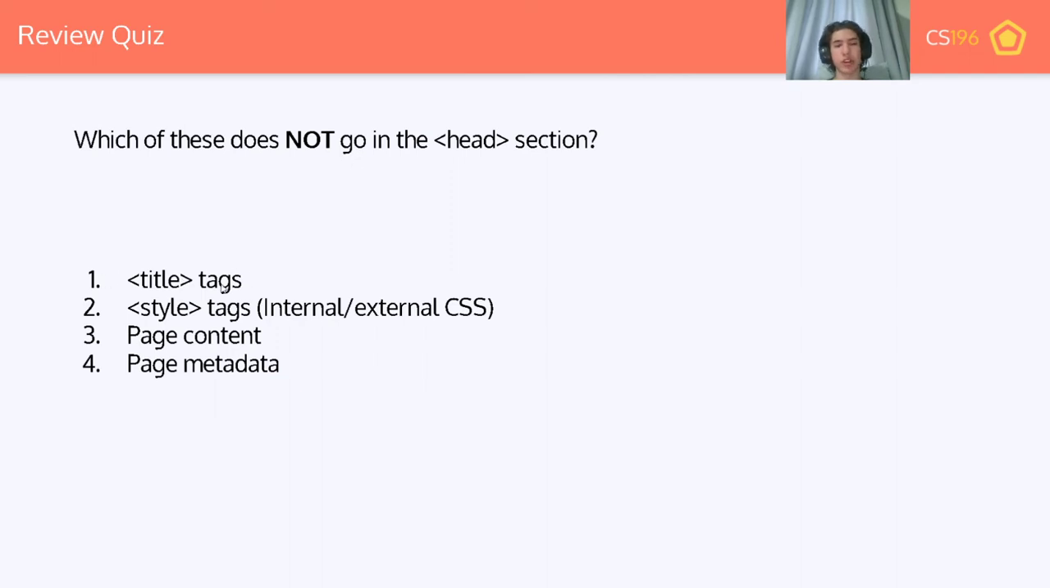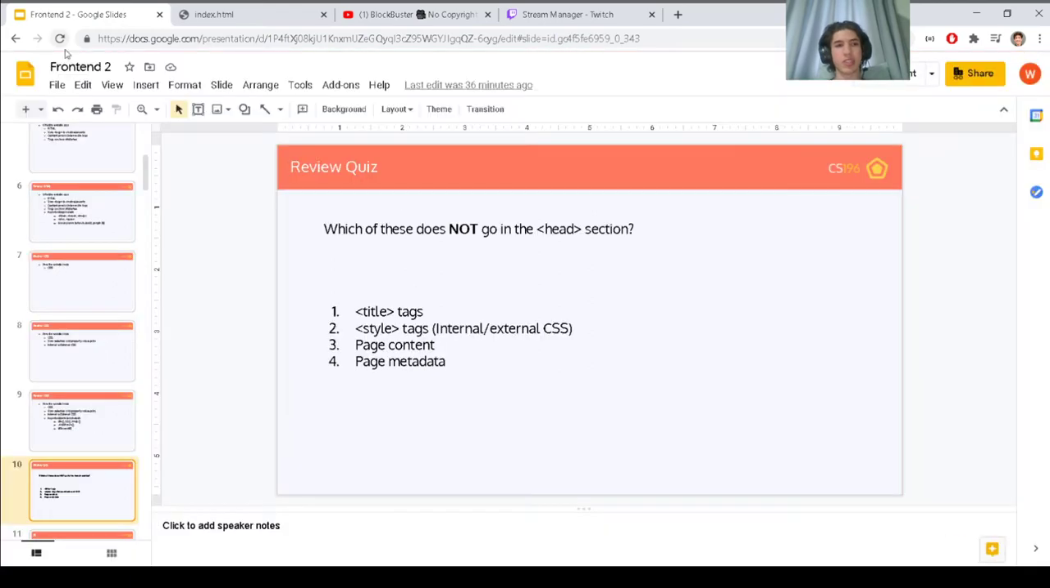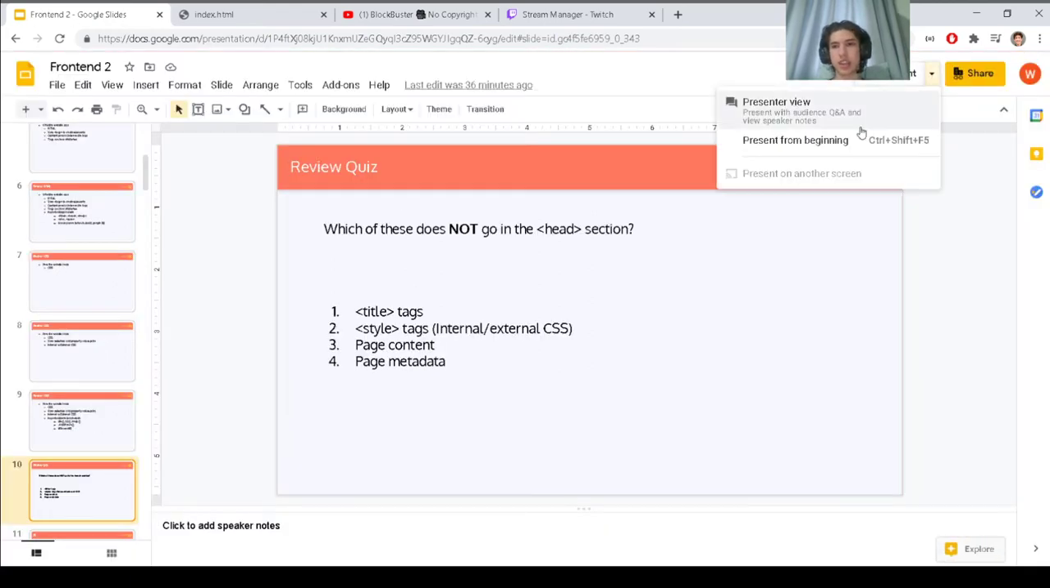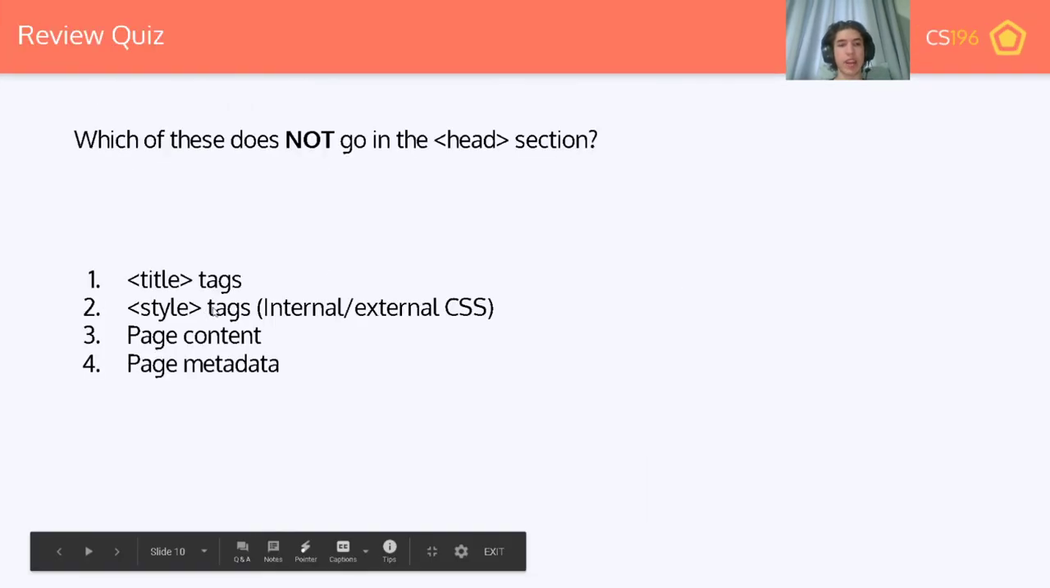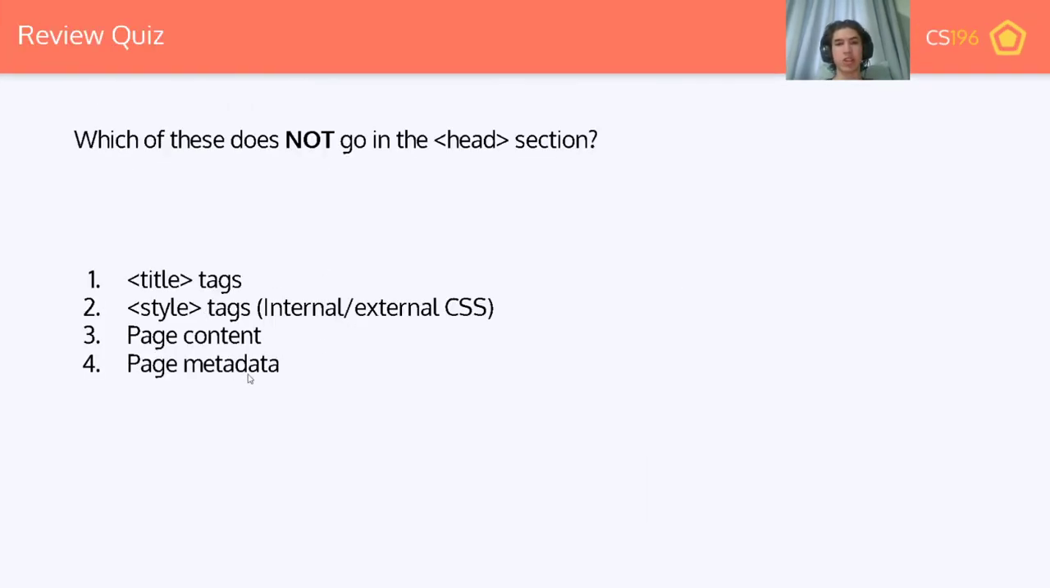1 is a little bit of a tricky one. The title tags, while you can argue it is something the user sees up here in the tab, we do not count it as content itself. And so that actually does go down in the body. And then page metadata, of course, that is stuff about the page, and that's always going to go in the head. So 3 was correct there.